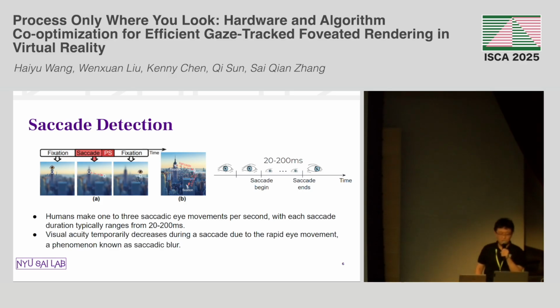During the occurrence of a saccade, human visual acuity is actually pretty low. So if we can detect the saccade, we can let the backend hardware reduce the rendering cost by rendering at low resolution, because based on prior studies the human cannot detect it.